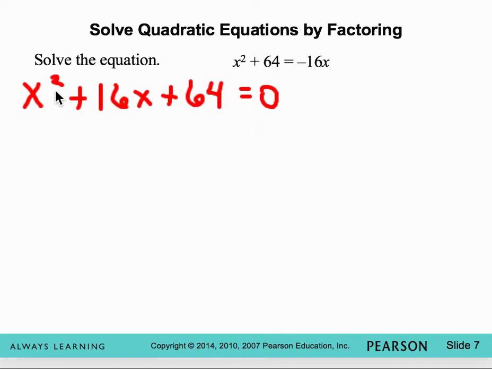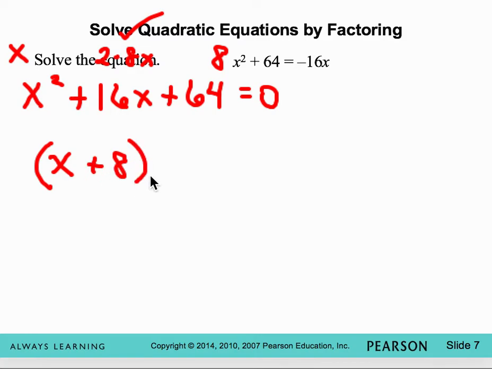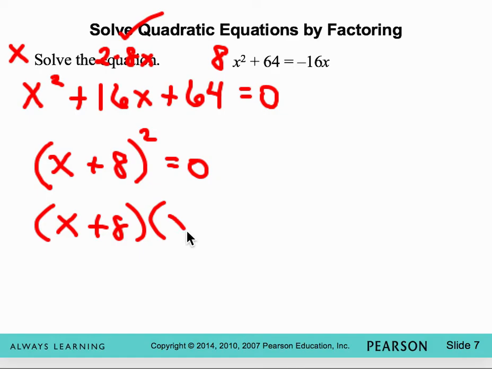Hey, look at this one. I noticed this is something squared. This is something squared. Is the middle 2 times 8x? Yes, it's a perfect square trinomial. It uses this, and this sign, all squared. Well, remember what that means. That is x plus 8 times x plus 8.